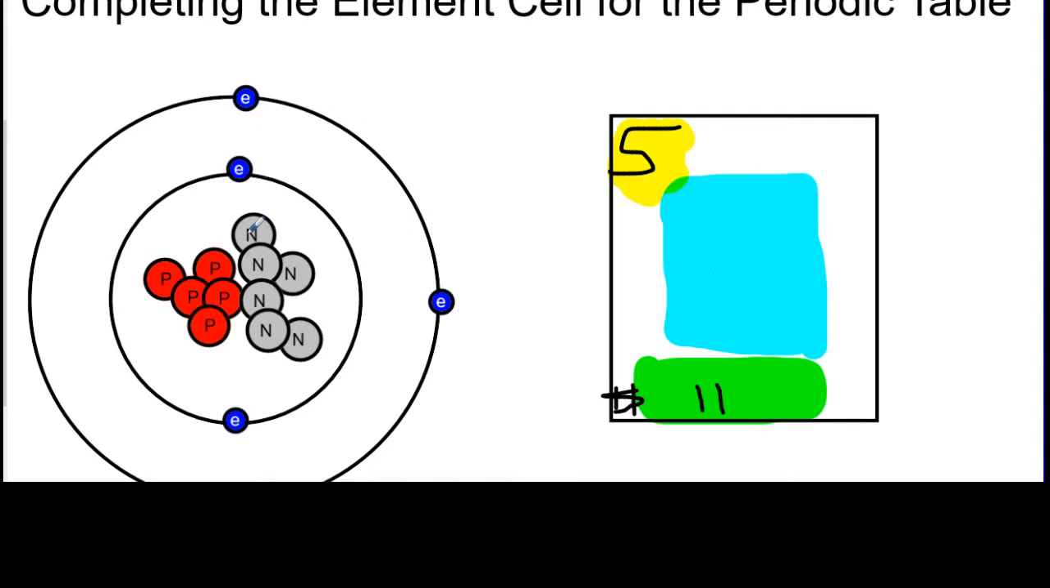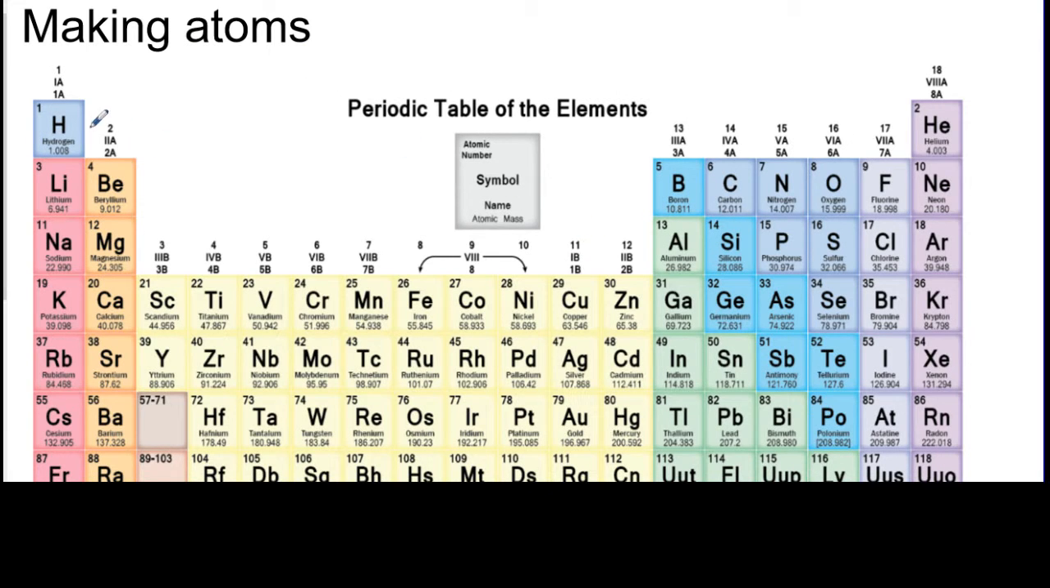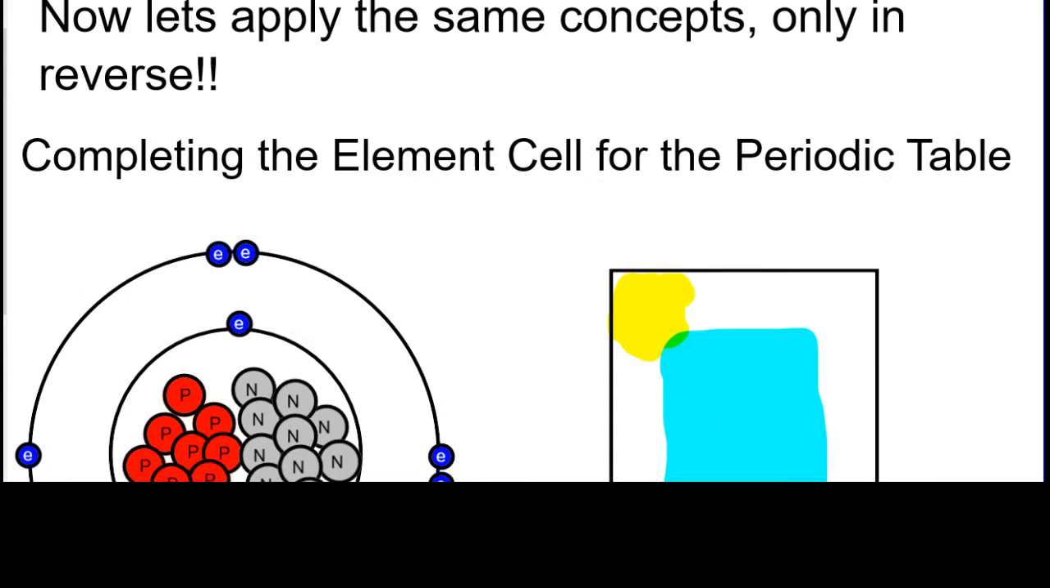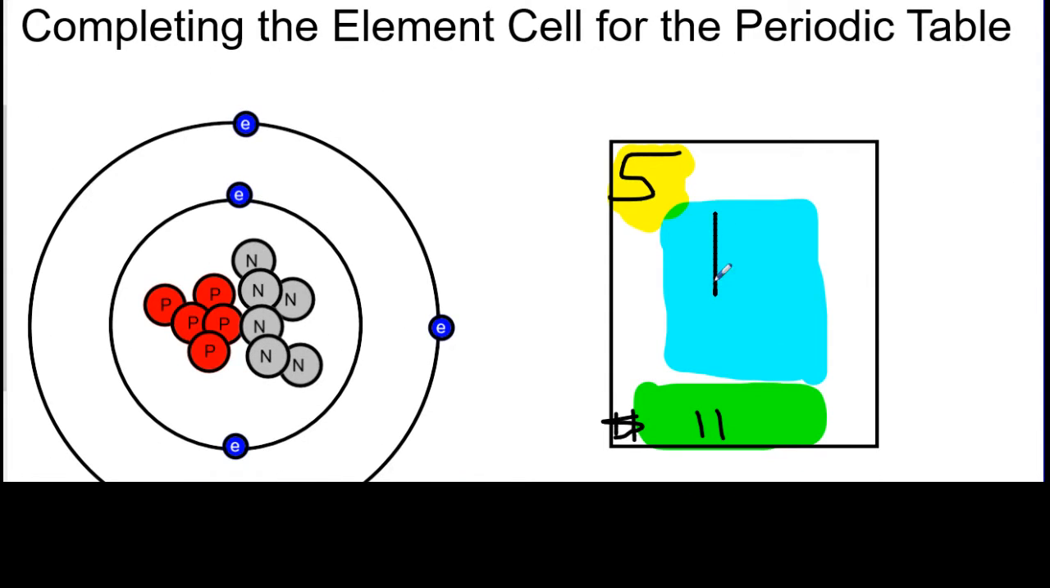Now, let's go to our periodic table and figure out which element has 5 protons. Well, 1, 2, 3, 4, 5. We're looking at boron. So boron has a big capital B.